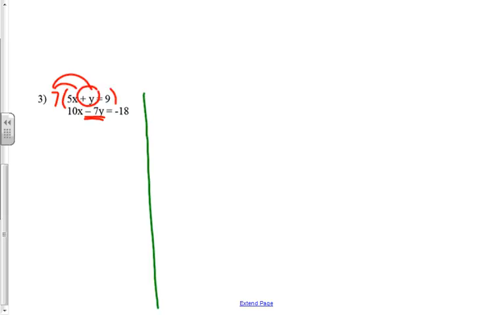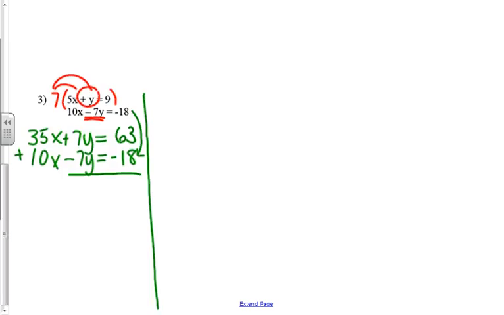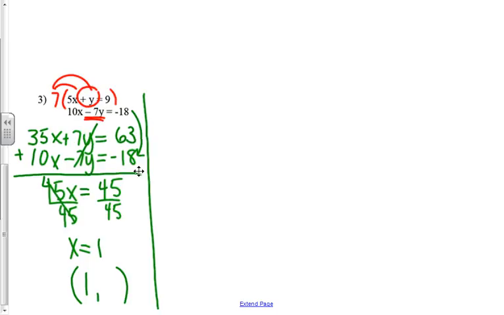7 times 5. Let's distribute it through. Is 35x plus 7y equals 63. And then I have 10x minus 7y equals -18. That bottom equation is not changing. Okay, it's just remaining the same. Now I'm going to add these two together. And I'm left with 45x equals 45. So then I'm going to divide each side by 45. And I get x equals 1. So there's the first part of my coordinate there.